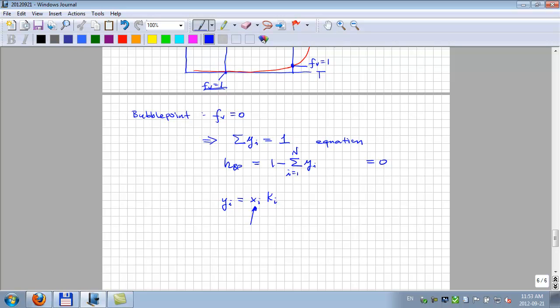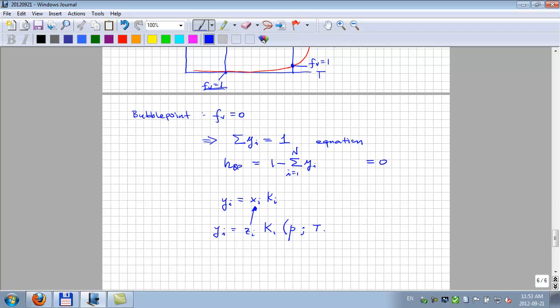But what is xi? That's your total composition. It's an oil, and we're just looking for the bubble. So this is actually equal to zi ki. So yi is equal to zi times ki. And what is k a function of? Pressure.